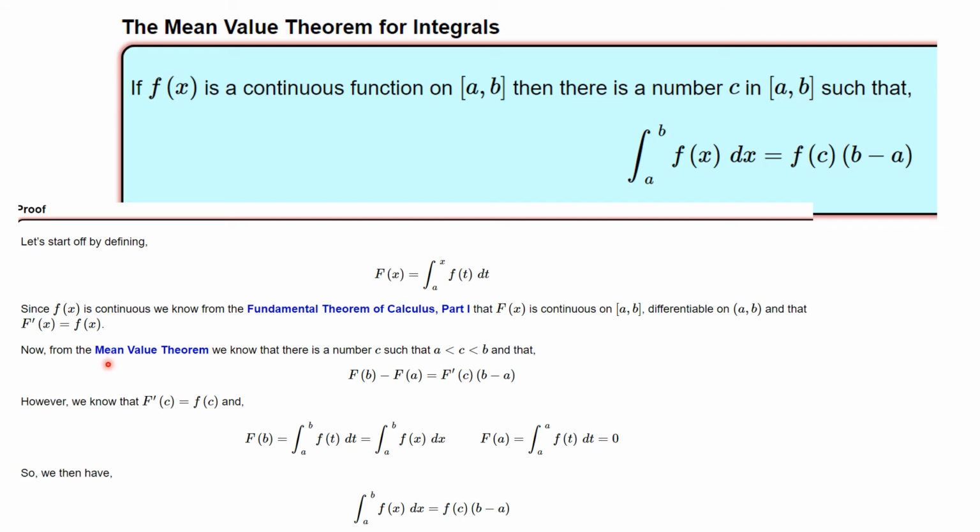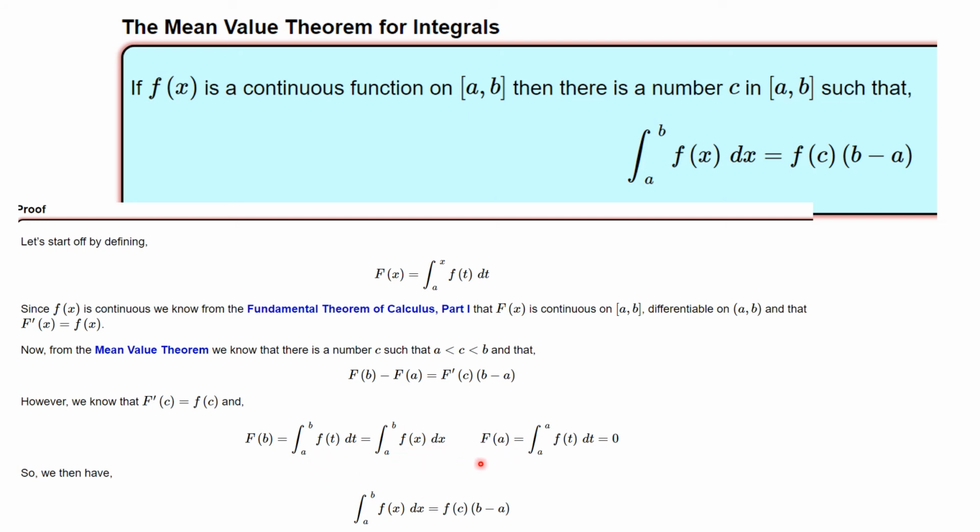And then we also use the mean value theorem again from calculus 1, which tells us that there exists a c. We don't know what it is, but c is between a and b such that capital F of b minus capital F of a is equal to capital F prime of c times b minus a. But we know that capital F prime at c is f of c, and that means that F of b is equal to the integral from a to b of f of t dt. And that's the same thing as the integral from a to b of f of x dx, because that really is a dummy variable.